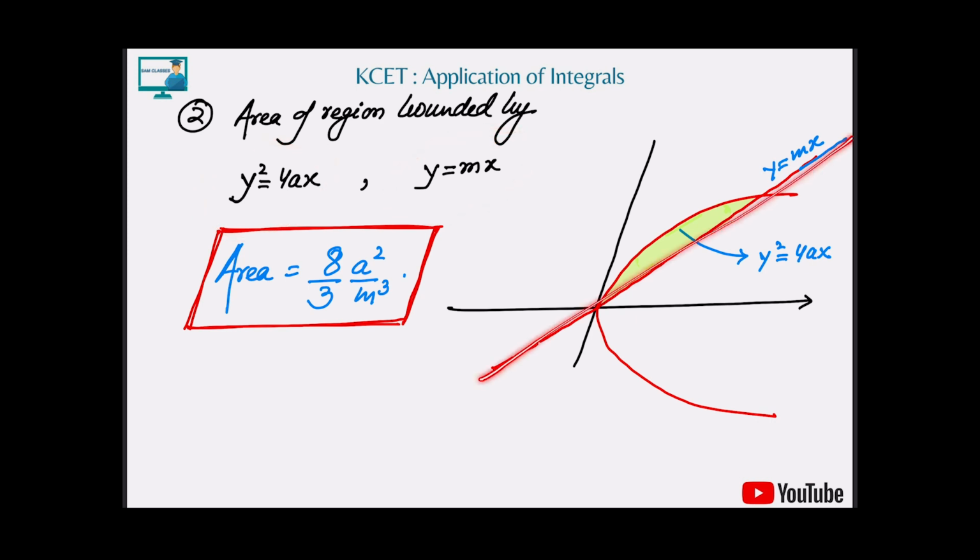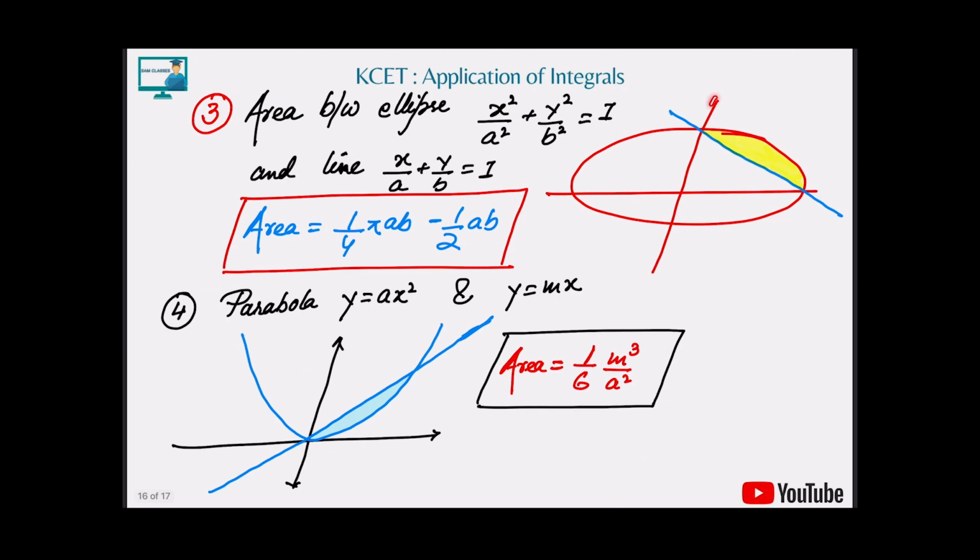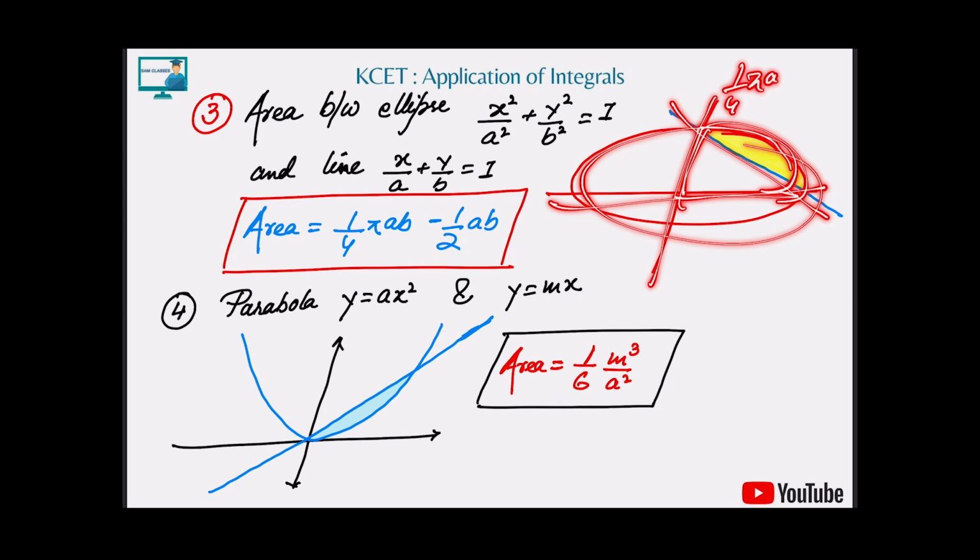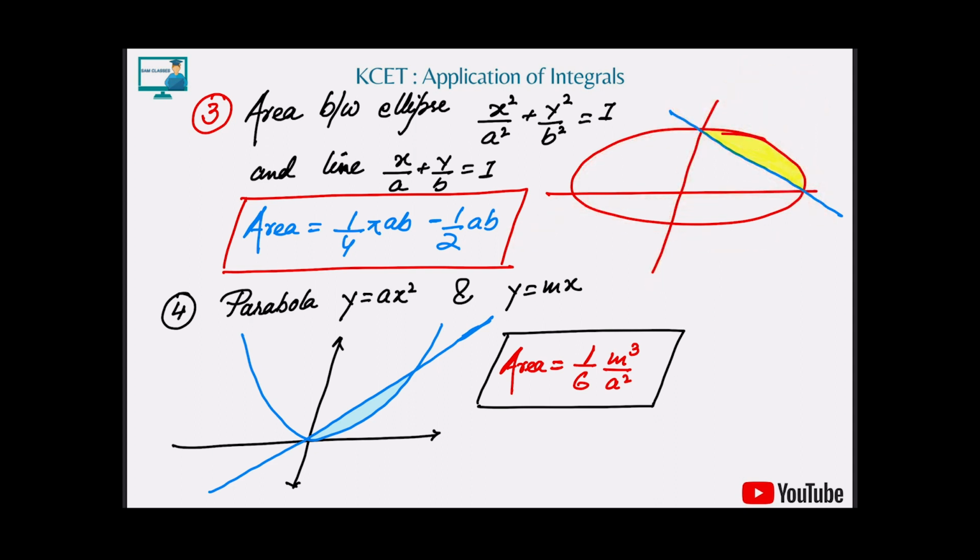Next, area of the region bounded by y square is equal to 4x and y is equal to mx. Y is equal to mx is a straight line passing through the origin, and y square is equal to 4x is a right-hand side parabola. Again the area formula is 8a square by 3m cube. Again, between an ellipse and a line, 1/4 of the ellipse, 1 by 4 pi ab, minus the area of a triangle, half ab. That is the formula.